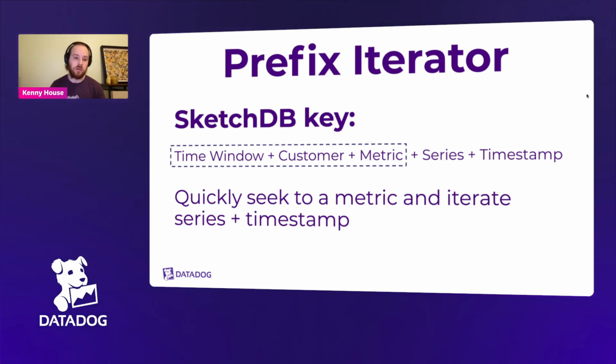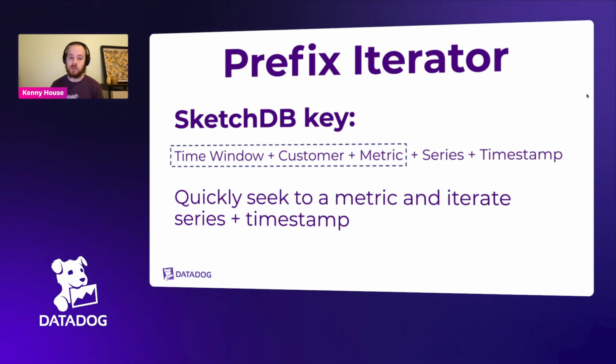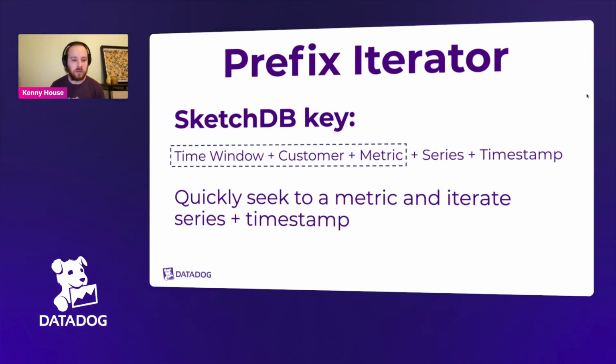In addition to prefix iteration, RocksDB also uses prefixes in the way it builds Bloom filters, which helps it when it needs to navigate through those different layers of the LSM tree and check for data. I do want to talk about too, we had a bit of a key migration change with SketchDB as well.